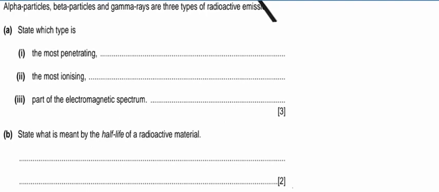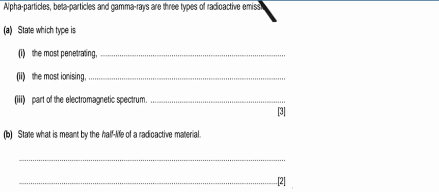So the question is saying alpha particles, beta particles and gamma rays are three types of radioactive emission. We have question A. State which type is Roman numeral 1, the most penetrating, Roman numeral 2, the most ionizing, Roman numeral 3, part of the electromagnetic spectrum. So let's start with the most penetrating.